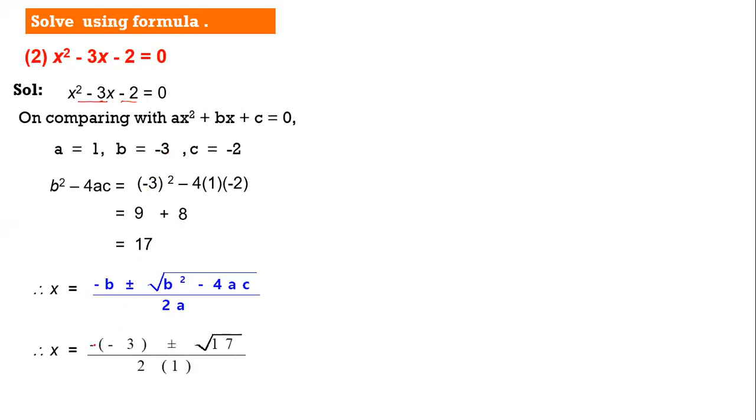Understand, 1 minus is already there. 1 minus is because of this minus 3. So minus of minus 3 plus minus root of b square minus 4ac is 17 upon 2a means 2 into 1. Now students, solving it ahead, minus of minus becomes plus. So x will be minus into minus is plus, so plus 3. Now students, talking about root 17, it cannot be simplified further. Now whenever we don't get a perfect square, we can have 2 types.